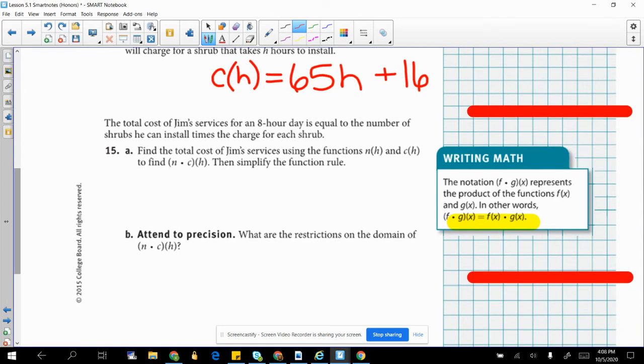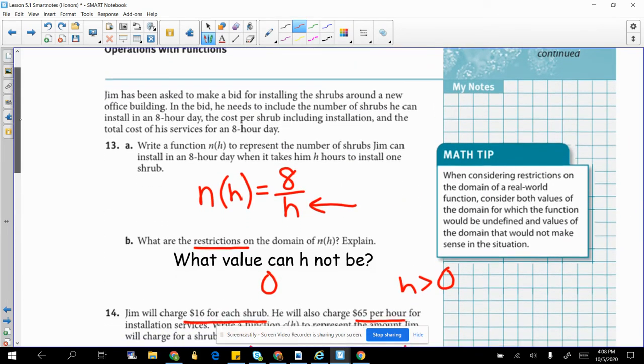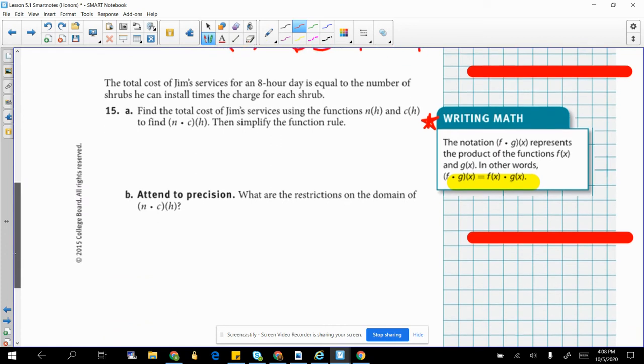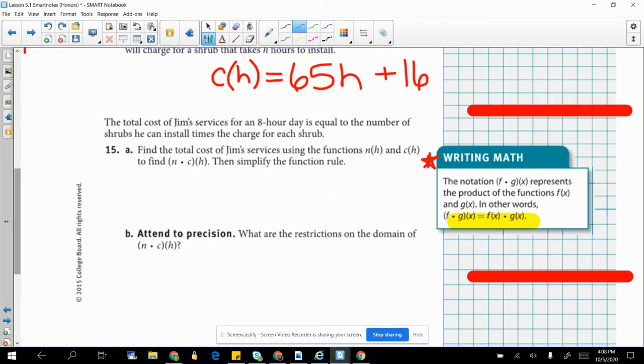Moving right along. It says the total cost of Jim's services for an 8-hour day is equal to the number of shrubs he can install times the charge for each shrub. So again, we have this nice little writing math tip for the notation, but it says here, in order to find the total cost, we are going to multiply that n of h function that we came up with in 13a by the c of h function that we came up with in 14. Then we're going to simplify the function rule. So this is going to look like 8 over h times the quantity 65h plus 16.